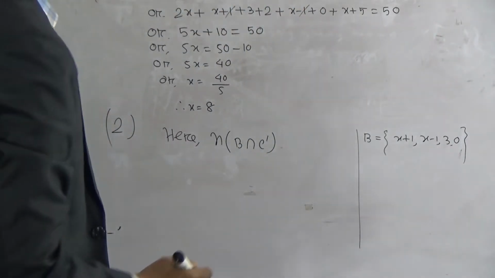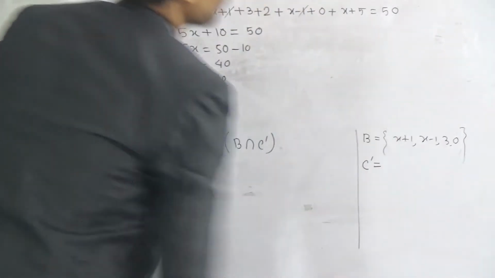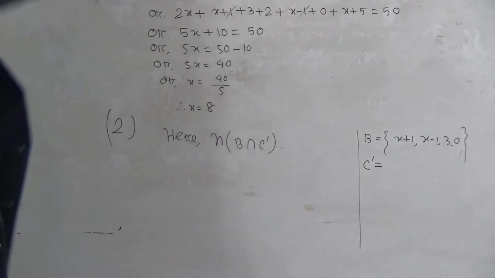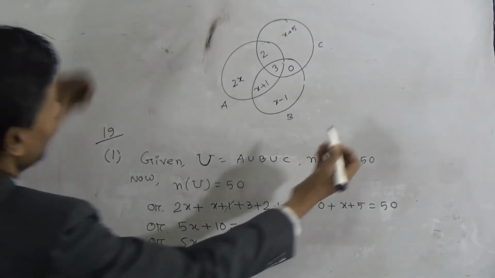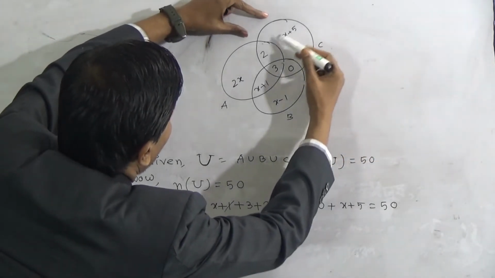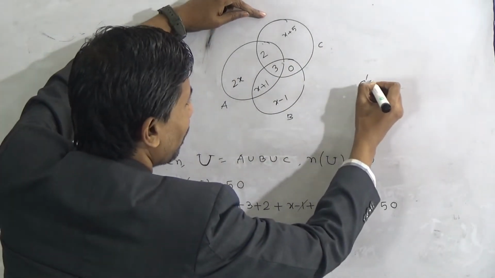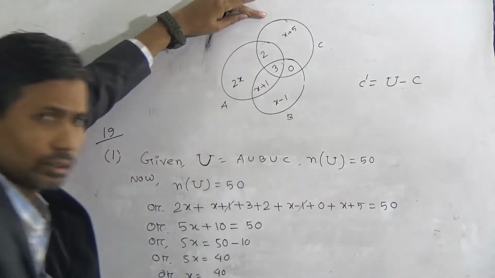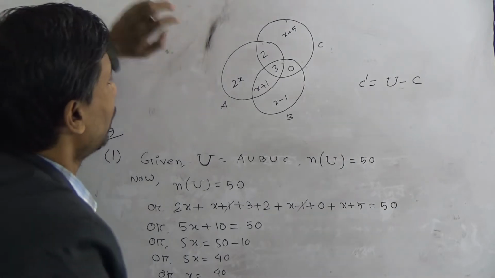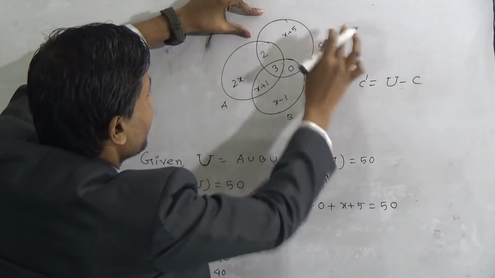And C complement set equal to what? Okay, student, you see this figure. This is the elements of C. So C complement means universal set minus C set. So you have to cancel all the elements of C set.